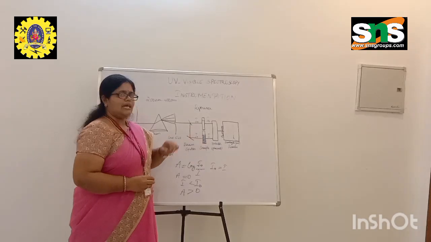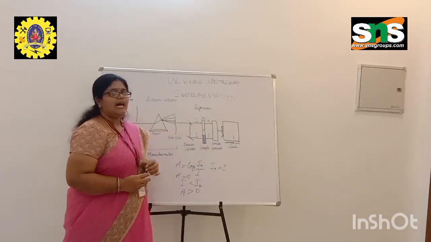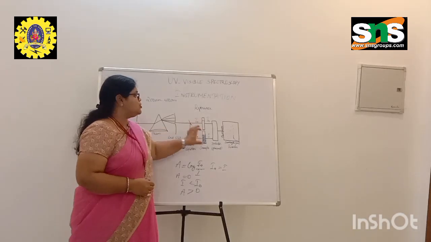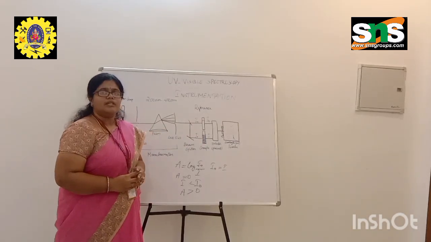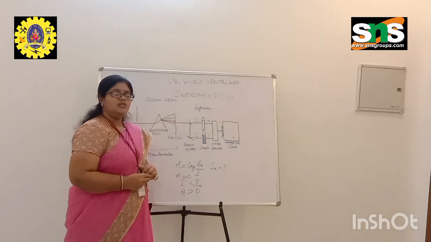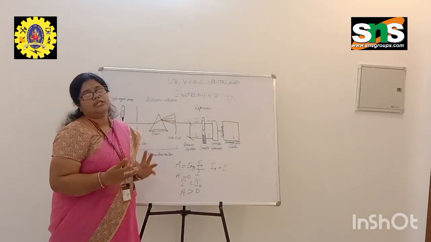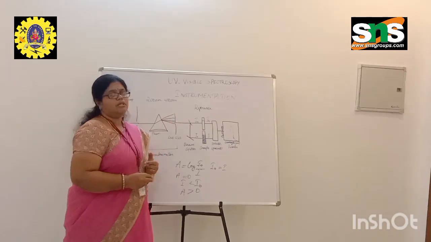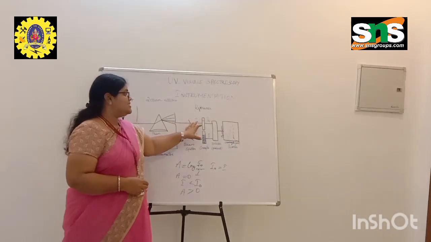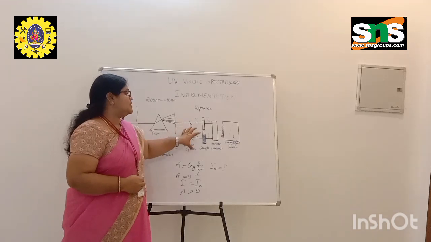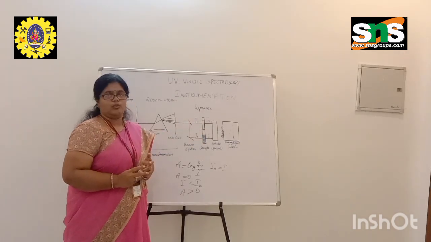These cells should be equal. The cuvettes used for the blank and the sample should be a matched pair. If suppose one is broken, you should not use some other pair. You have to use the same pair only, because according to Lambert's law, the intensity of light coming out is proportional to the path length. So we should be very careful while choosing the cuvette.